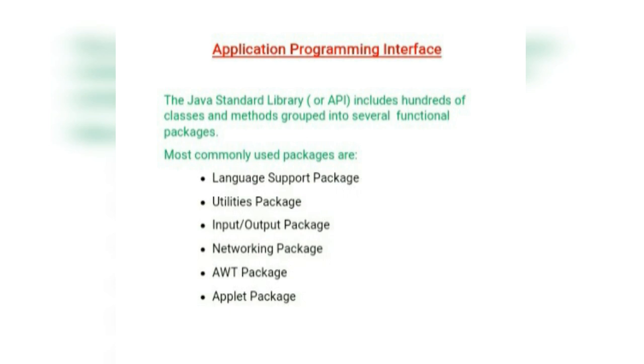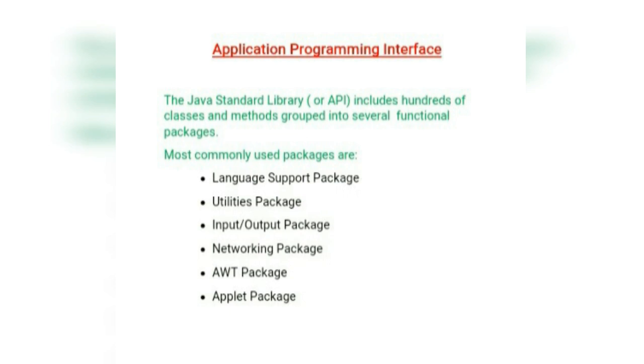So now my dear friends, moving towards our next part, that is the application programming interface. At the start I told you that tools come under the Java development kit, while the classes and methods come under the application programming interface. I'm telling you again and again because it's very important for you to know. So now let's see what the application programming interface is. The Java standard libraries, which are nothing but the API, include hundreds of classes and methods grouped into several functional packages.